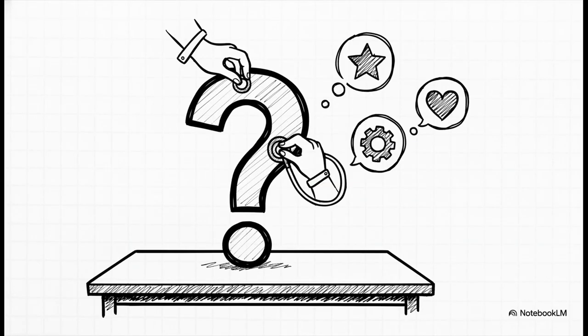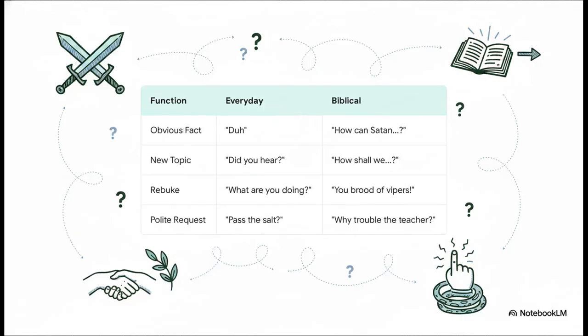Section 2. Unpacking rhetorical questions. Once a translator figures out that a question is rhetorical, their job is far from over. Actually, it's really just beginning. They have to figure out what the speaker actually meant. What is the real function of the phrase? Dr. Payton categorizes a few distinct functions for these questions, kind of like a field guide for linguistic detectives.